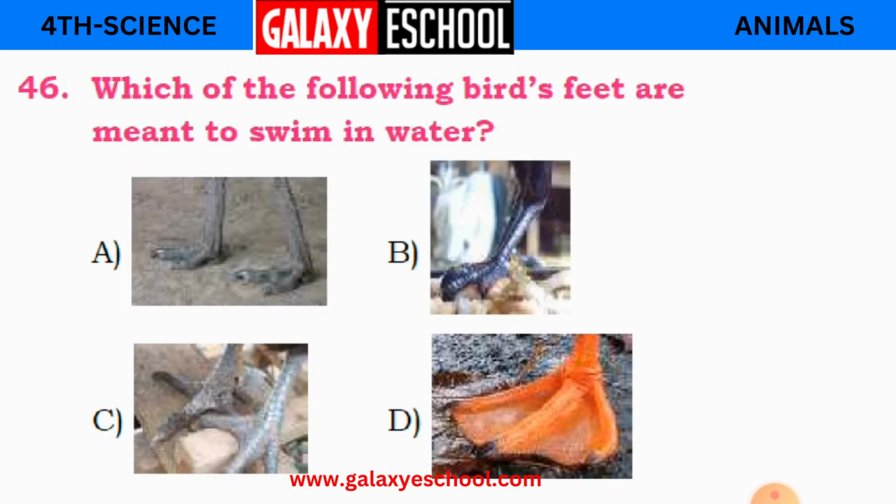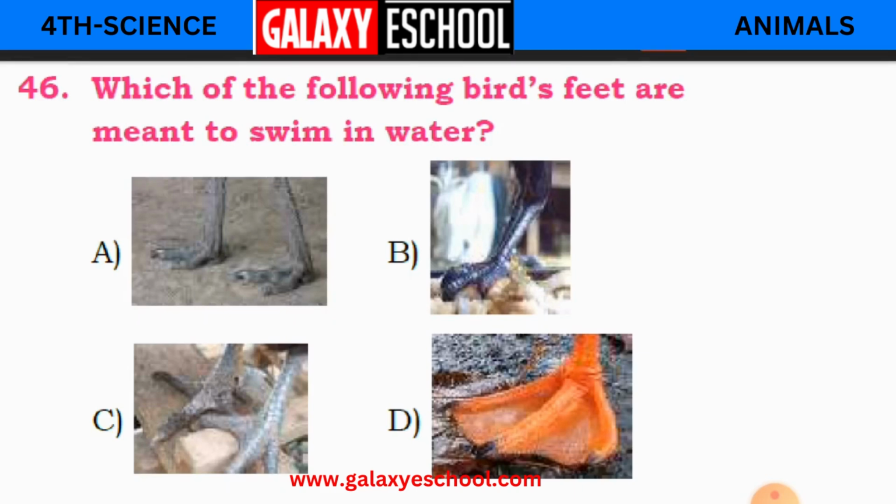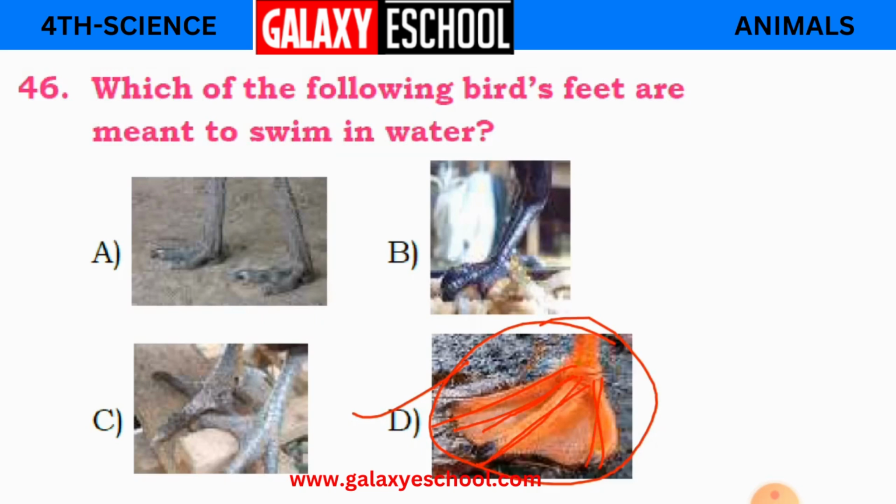Now, which of the following birds' feet are meant to swim in water? See here, children. So you have different types of feet here. We have to identify which feet help to swim in water. We have learnt that webbed feet are used to swim in water. So where are these webbed feet? Yes, that is D option. Webbed feet, where the toes are covered with skin, which helps them in swimming.